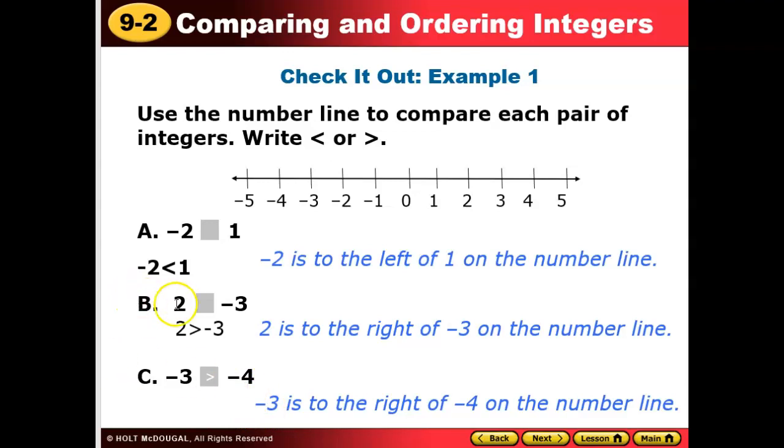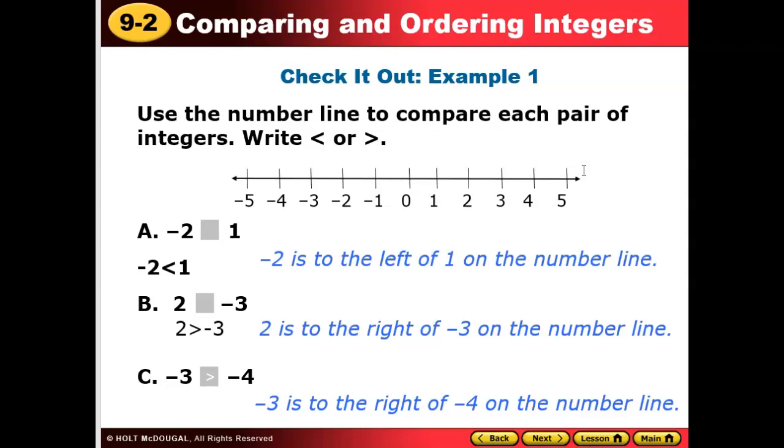So hopefully that is making some sense for you. If the number is to the right of the other number, it is greater because the numbers get larger, they get bigger as you move to the right-hand side. So keep that in mind when you are comparing integers.